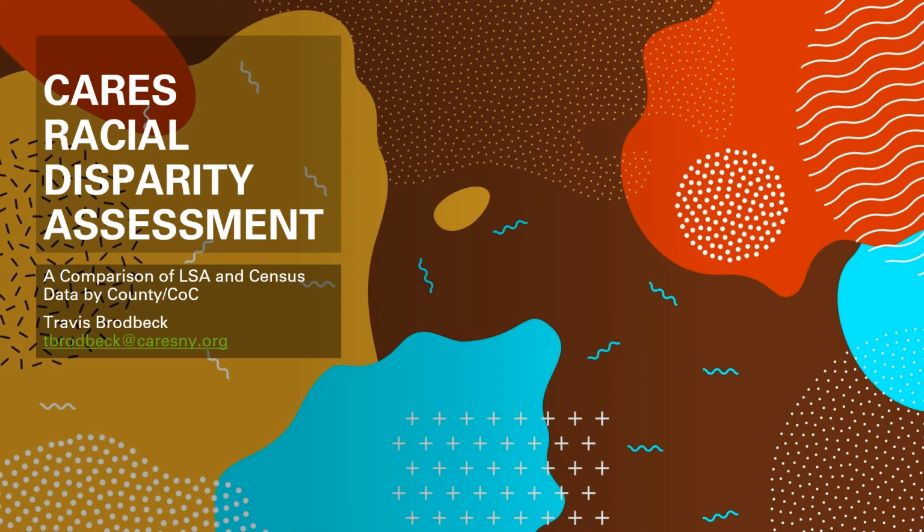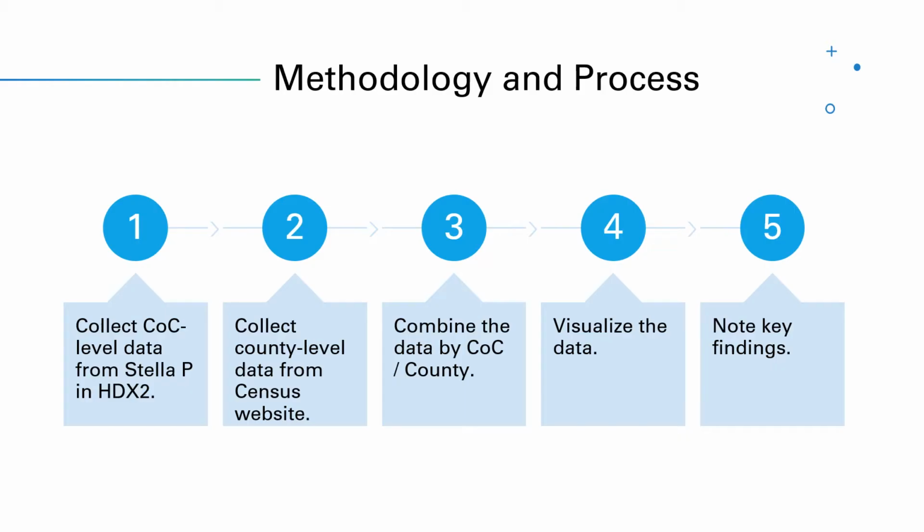Hello there. This presentation is to show the analysis conducted by CARES on racial disparity. This analysis was conducted on COCs that are one single county, and the reason for that is because they are compared against census data, which is often accessible by county level. So it was easiest to compare a county level COC with county level demographic data. So let's get started and look at our methodology.